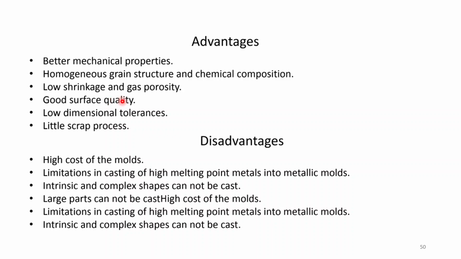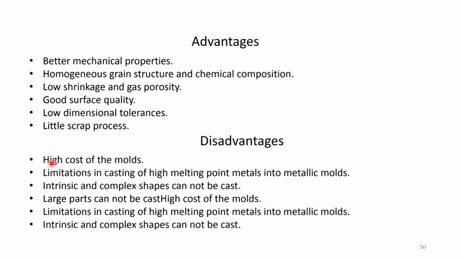and it also has good surface quality. It has low dimensional tolerances, and also it has little scrap, so formation of scrap is less compared to sand mold casting. Because of the use of these graphite and metal molds, surface finish will also be better, because in case of sand mold casting your sand also gets stuck to the casting surface and it can get displaced as well, making the surface quality much worse.